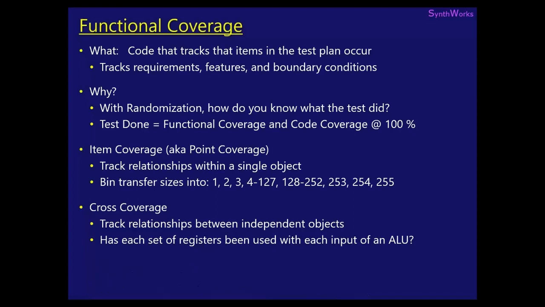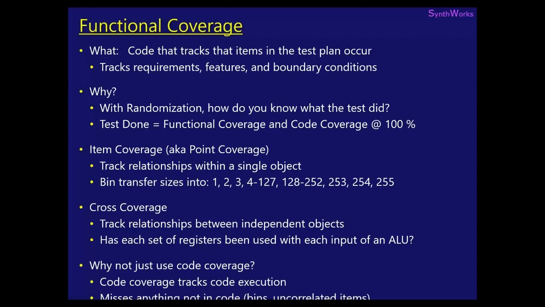Cross coverage. Cross coverage looks at relationships between independent objects. Like we have 2 inputs to an ALU. It can both support selecting a certain set of registers. We want to make sure each set of registers that comes from one input has been used with each set of registers that can come with the other input.